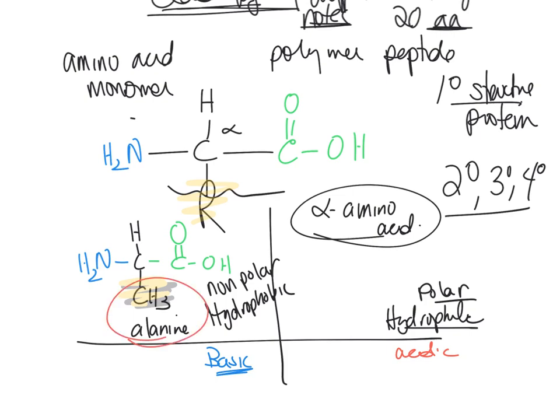Okay, so we have alanine. Serine would be your hydrophilic. So for serine, you would want to draw NH2, CH, COOH, and then serine would be CH2, OH. Okay, so it is a primary alcohol. You see? So that's a primary alcohol.